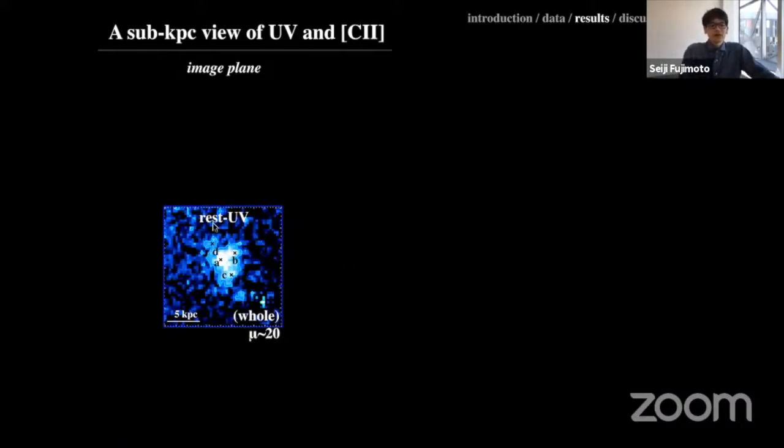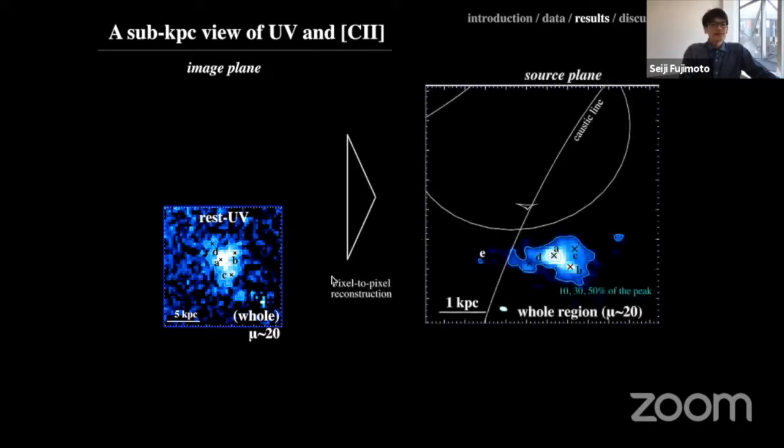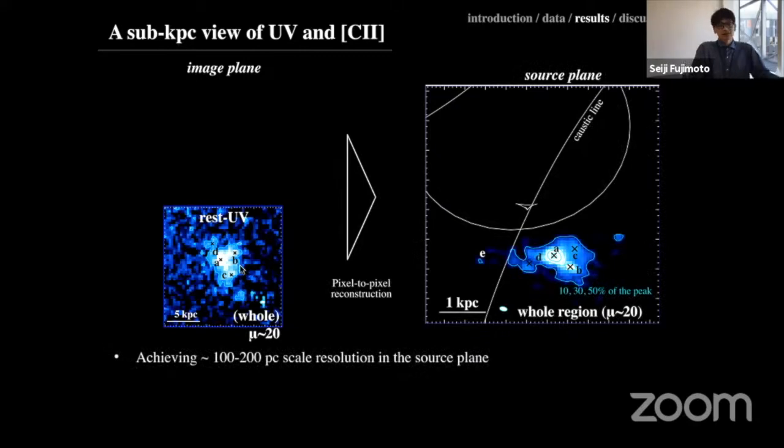To see the direct observed picture in the source plane, we also performed the pixel-to-pixel source plane reconstruction. First, for one of the multiple images which traces the whole region of the galaxy, since we find several clump features there from the HST map, those are marked from A to D. And the right panel shows the source plane reconstructed map. The white ellipse here corresponds to the source plane HST resolution, showing that we achieve a few hundred parsec scale resolution in the source plane.